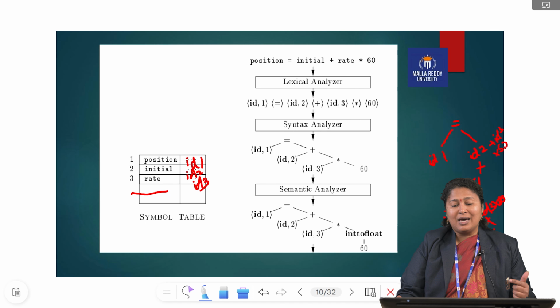So this is the analysis part. I said the analysis part has three parts: lexical, syntax and semantic. So it is analyzing the statement and checking whether at every step it is correct or not. If it is not, the semantic analyzer is adding meaning to that.